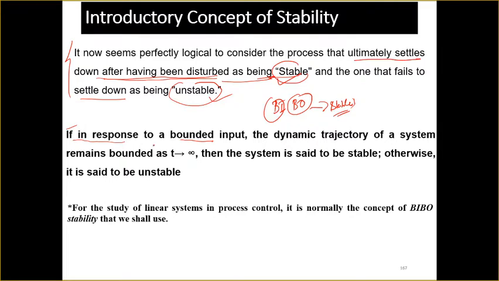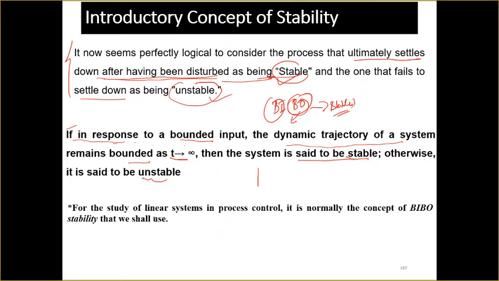So your input should be bounded. If in response to the bounded input, when you provide a bounded input, your dynamic trajectory of the system remains bounded, output also remains bounded as t tends to infinity, then your system is said to be stable, okay. Otherwise the system is unstable.